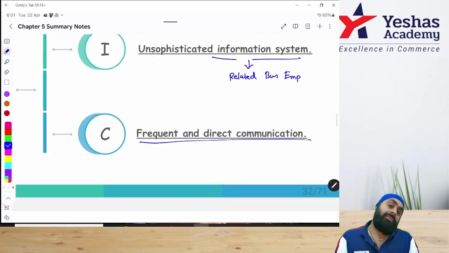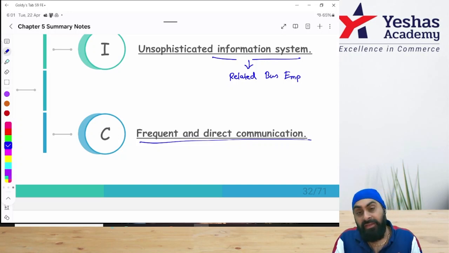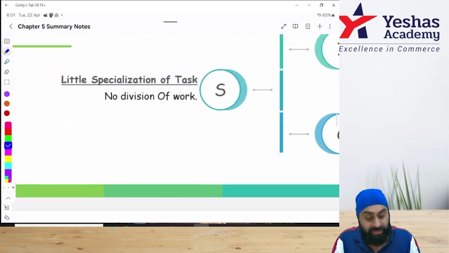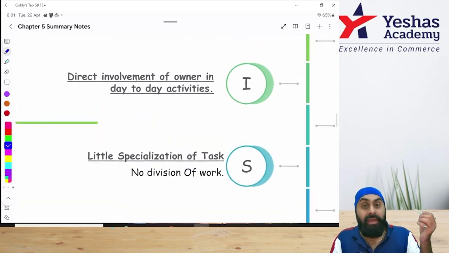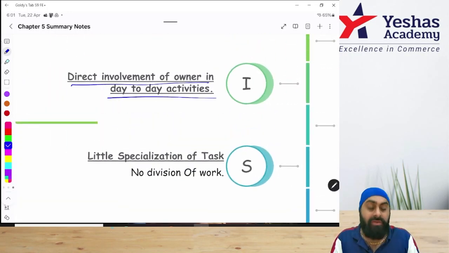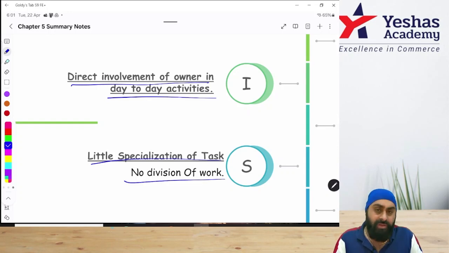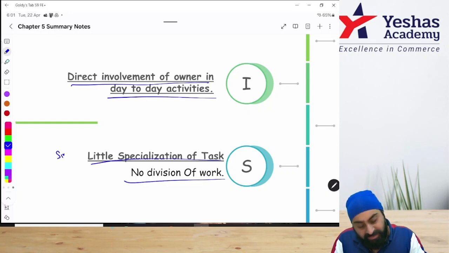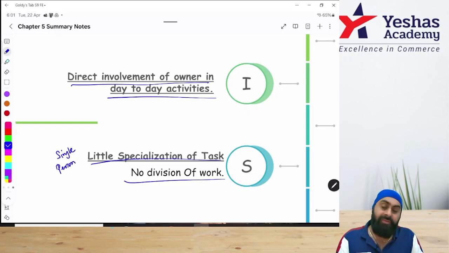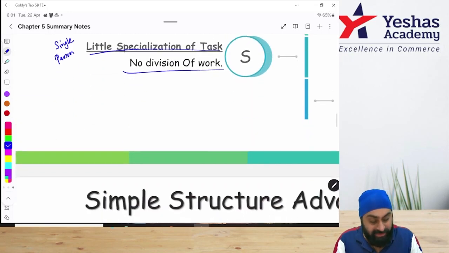Frequent and direct communication. This is the best part of the structure, because you are directly involved with your employees and your customers. You can communicate with them directly at every given point of time. In this structure, the owner of the organization is always involved directly in day-to-day activities. There is very little specialization. There is no division of work. Why? Because there is only a single person managing everything, and a single person cannot have division of work. Therefore, there is little specialization.